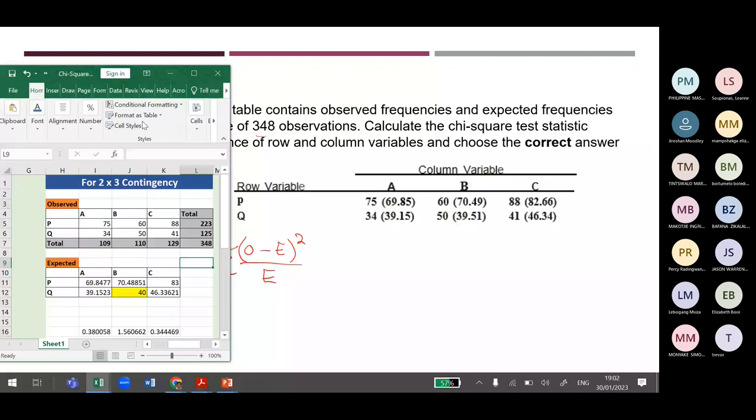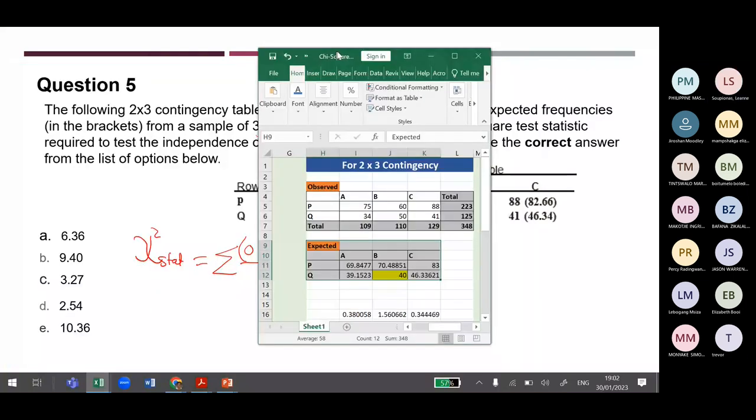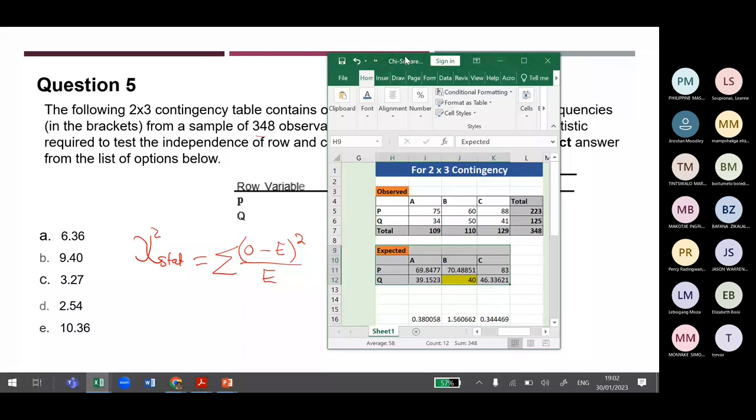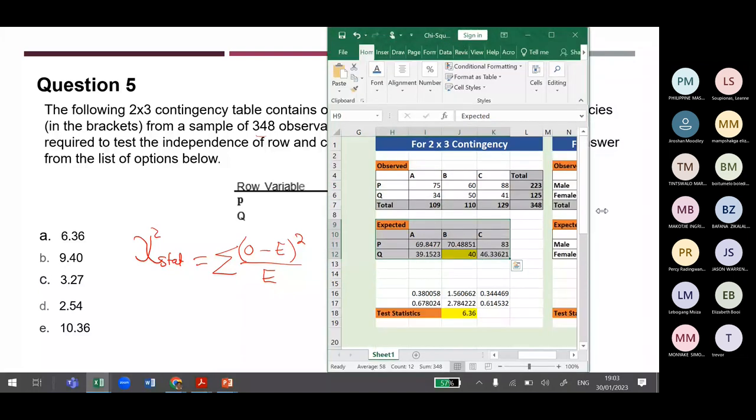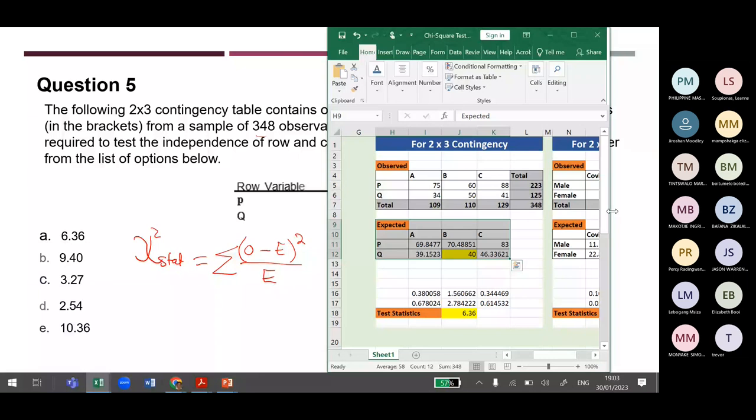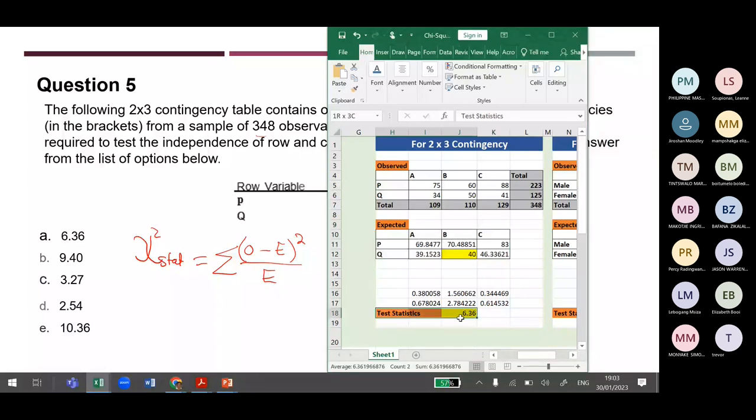It calculated automatically my expected values, so I don't have to worry about the expected value. What I need is the test statistic. If I scroll down on this, you will see that there is a field for test statistic. So there it is, and it says our test statistic is 6.36, which is option A. Isn't it?